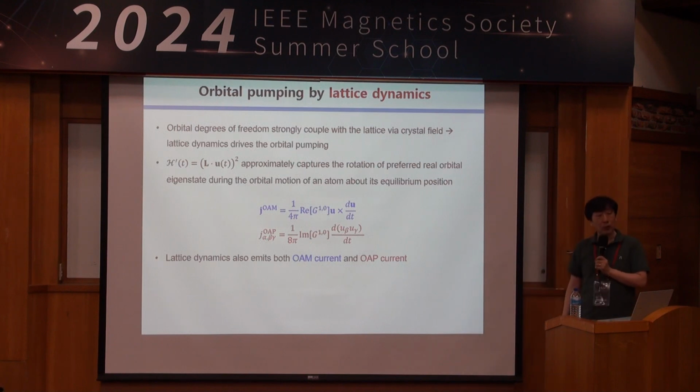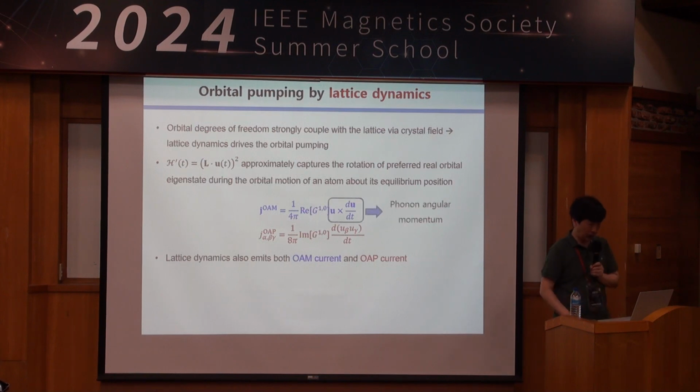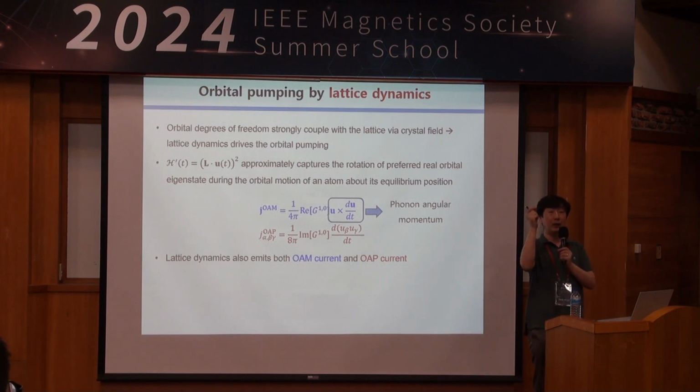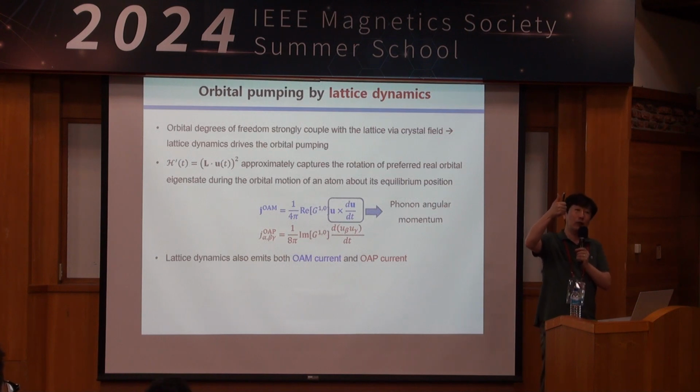First, with crude approximation, we obtained analytical solutions. Then we also found that not only OAM pumping, but also OAP pumping arise. They are related to U cross dU/dt and higher order. And actually, this U cross dU/dt describes the phonon angular momentum. So if your lattice rotates like that, you can define the phonon angular momentum. And electron coupling with this phonon generates orbital angular momentum pumping.